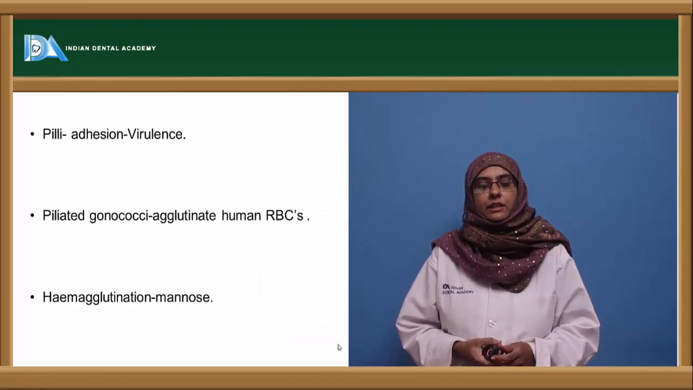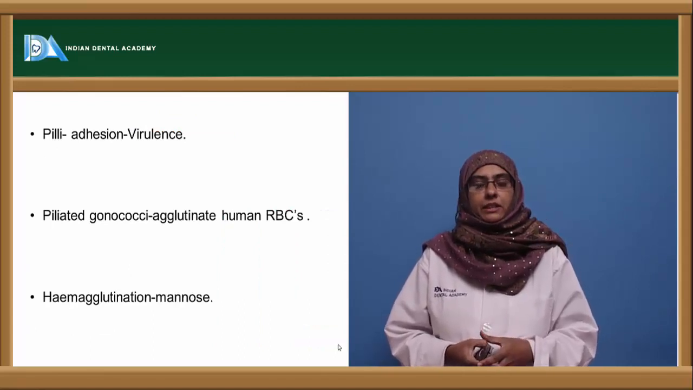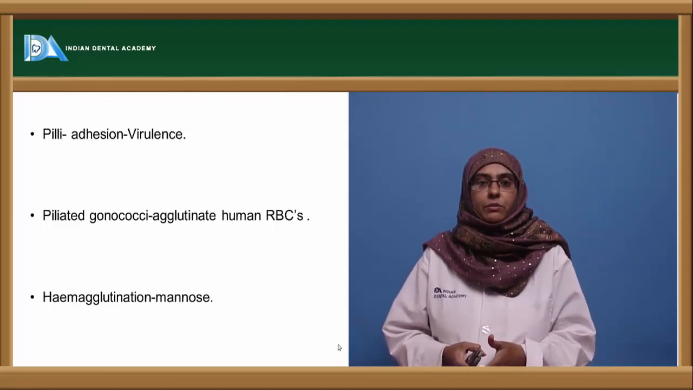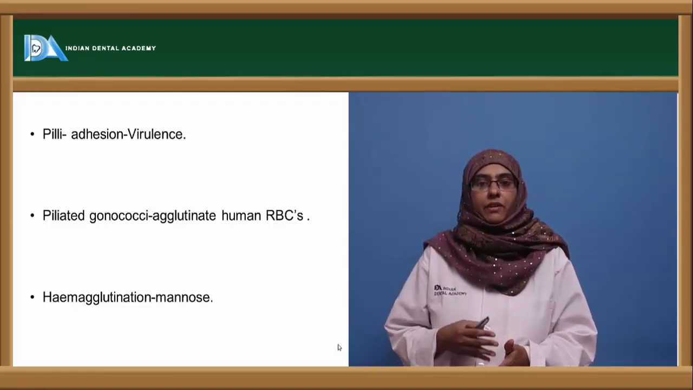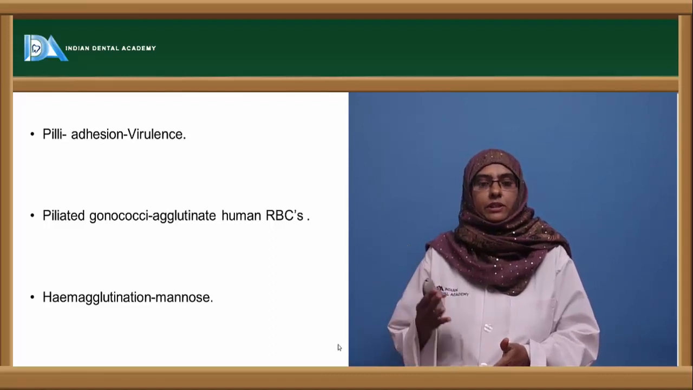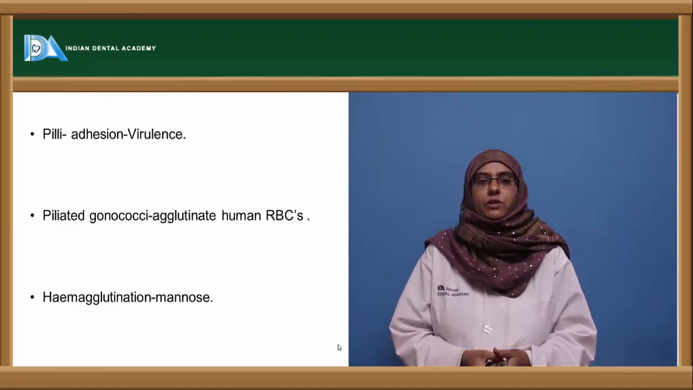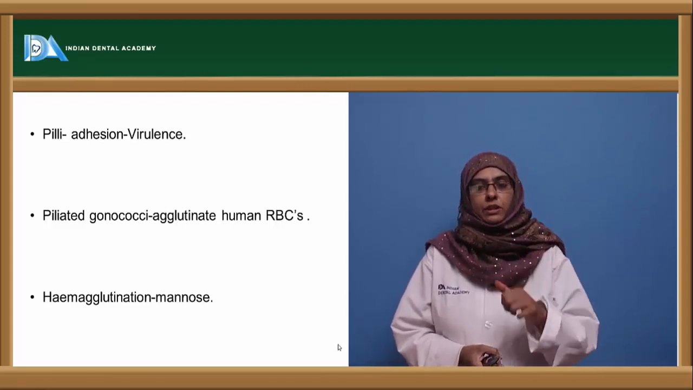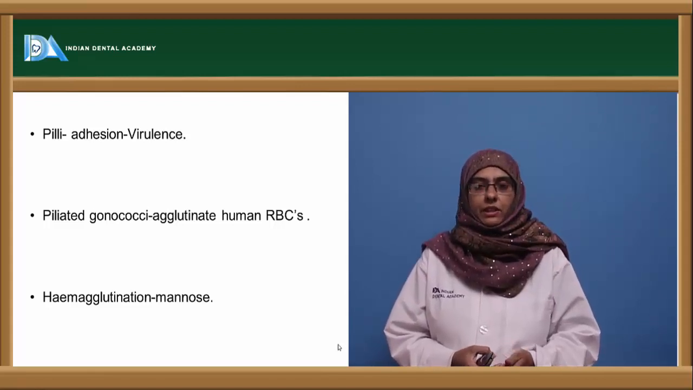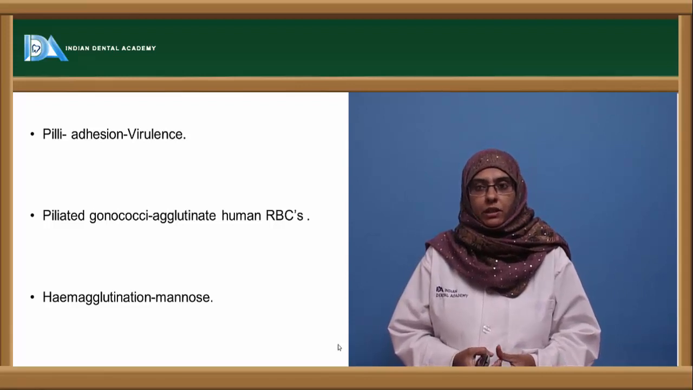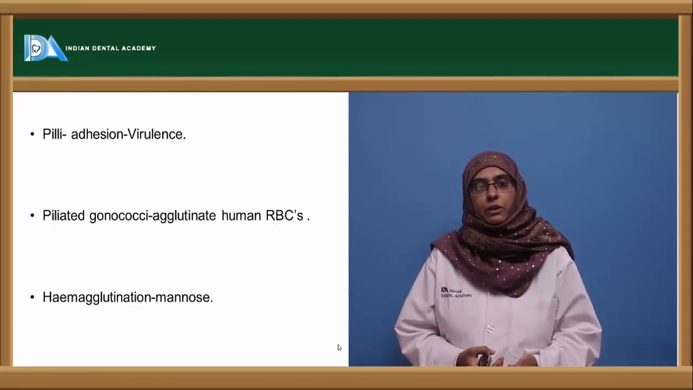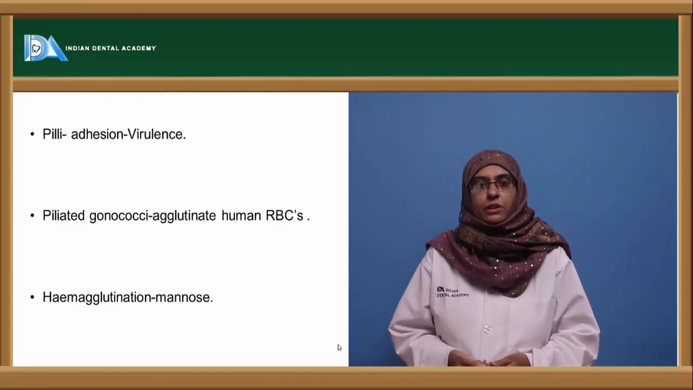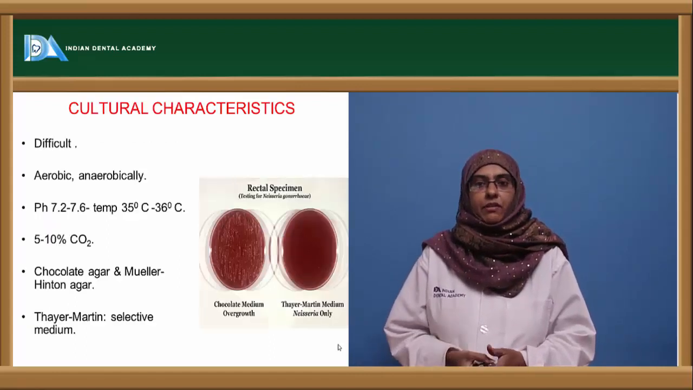An important characteristic of the organism is that it has pili that help in adhesion of the organism to the human host and escape from phagocytosis, and it is thus able to cause infection. That is the virulence characteristic of Neisseria gonorrhoeae. The pili are very important to cause the infection in the human host. So piliated gonococci are able to agglutinate human RBCs, but they cannot agglutinate other RBCs. And the hemagglutination cannot be inhibited with the help of mannose.